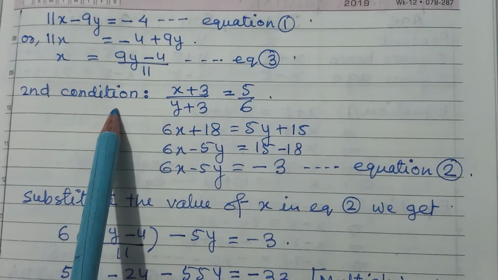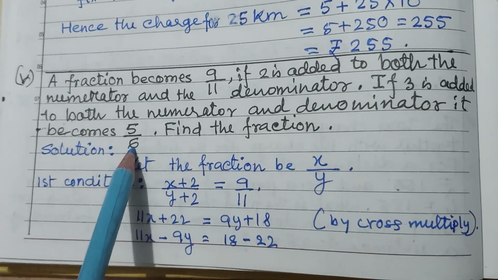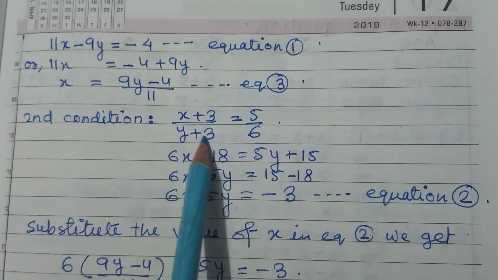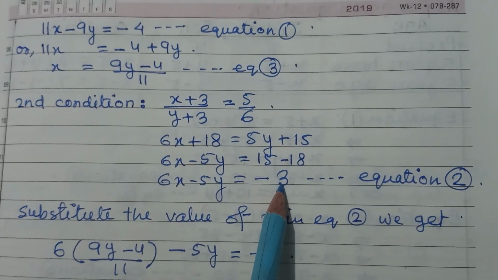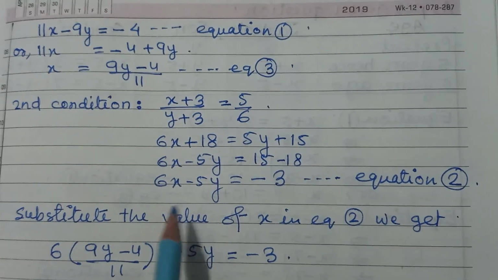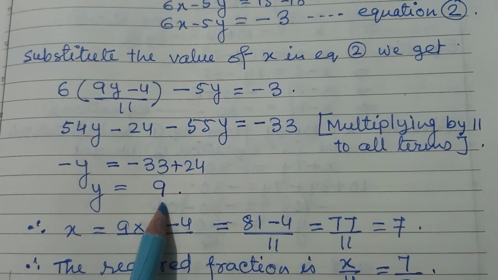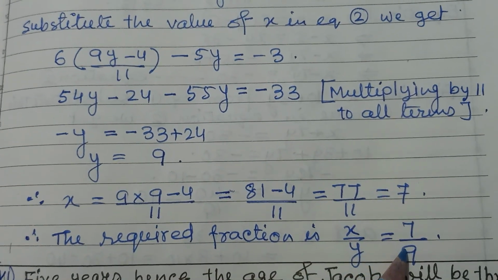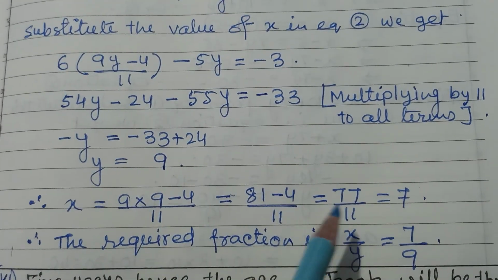Now the second condition has been given. If 3 is added to both the numerator and denominator, it becomes 5 upon 6. Now see the second equation: x plus 3 upon y plus 3 is equal to 5 upon 6. Again cross multiply and it is the second equation. Now this value you substitute in this equation. It is coming here, y is equal to 9 and x is equal to 7. So the required fraction is 7 upon 9. Don't forget it. You have to find out the fraction, not only the values of x and y.